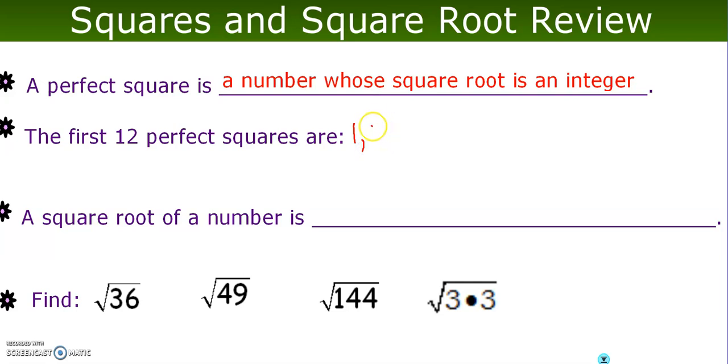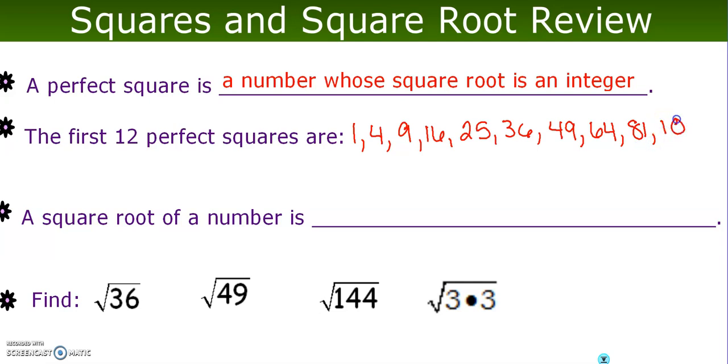Then we have 2 times 2, 3 times 3, 4 times 4, 5 times 5, 6 times 6, 7 times 7, 8 times 8, 9 times 9, 10 times 10, 11 times 11, and 12 times 12. Those are your first 12 perfect squares.